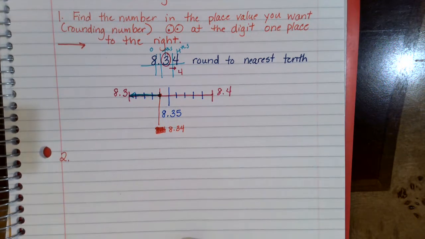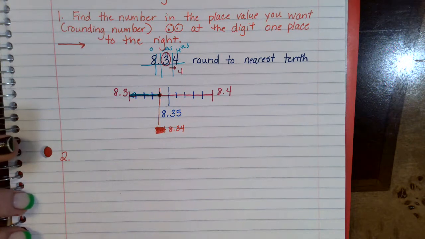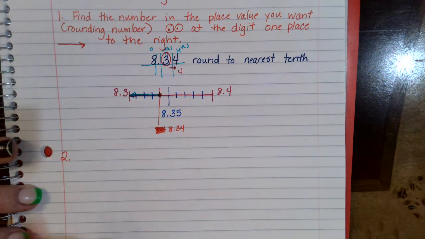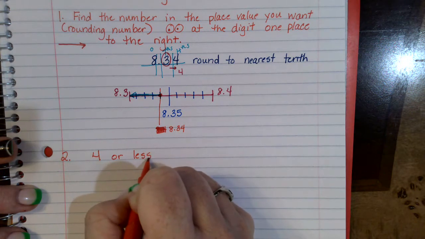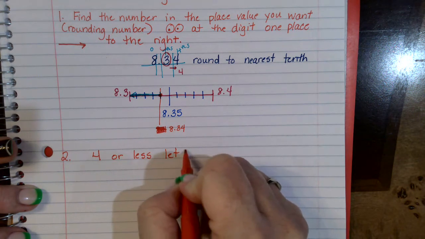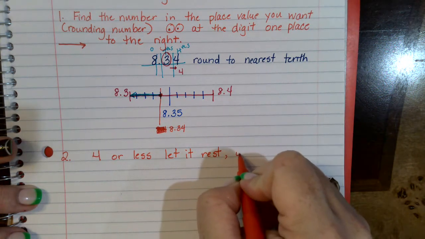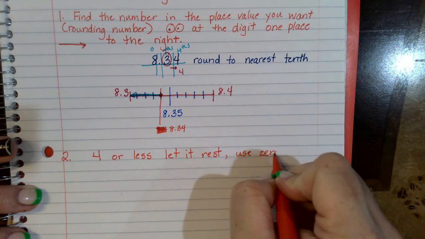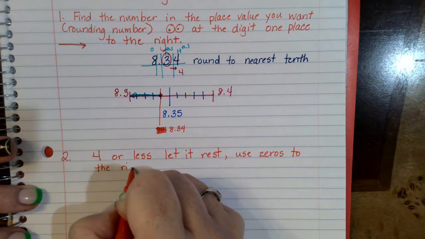So rule number 2 is, if the digit to the right is 0, 1, 2, 3, or 4, you do not change the rounding digit, but replace all digits to the right with zeros. So I'm going to make this much simpler for you. 4 or less, let it rest. Use zeros to the right.